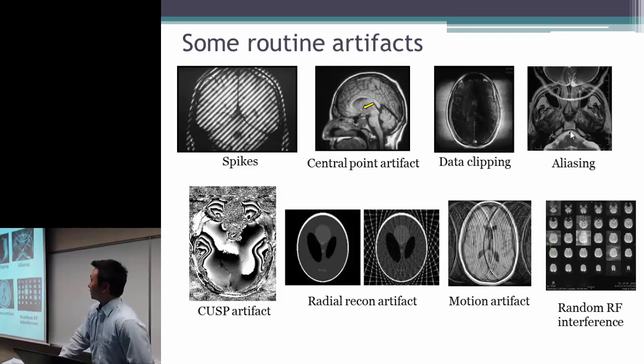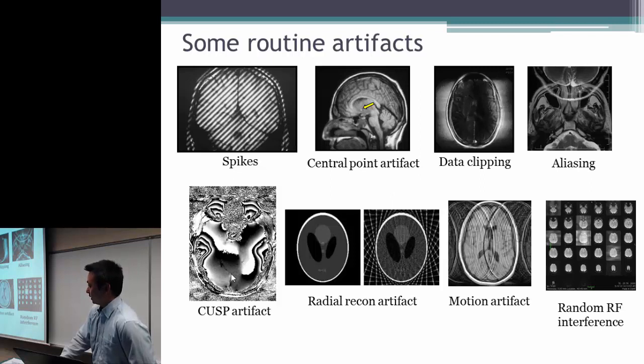Also, this is one of the most widely seen artifacts, which we call aliasing. This usually happens when you set a FOV smaller than the object, so that part of the object is wrapped around and reappears on the other side of the FOV.